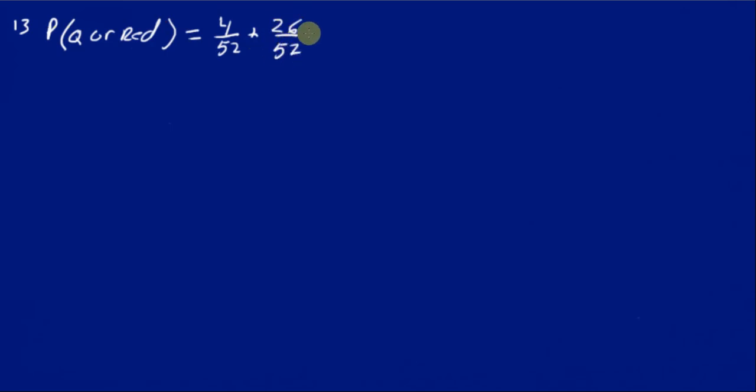But I've double counted any red queens, so I've got to subtract out 2 red queens out of 52. So that should give me 28 out of 52. Or 7 out of 13.